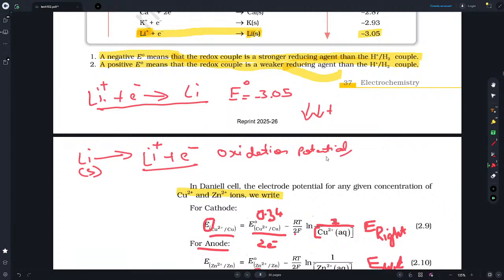That means if it has really high oxidation power, we can call it a strong reducing agent, as it will give up electrons very easily. When fluorine has high reducing power, we call it a strong oxidizing agent, whereas lithium, having a really high oxidation power, we call a strong reducing agent.